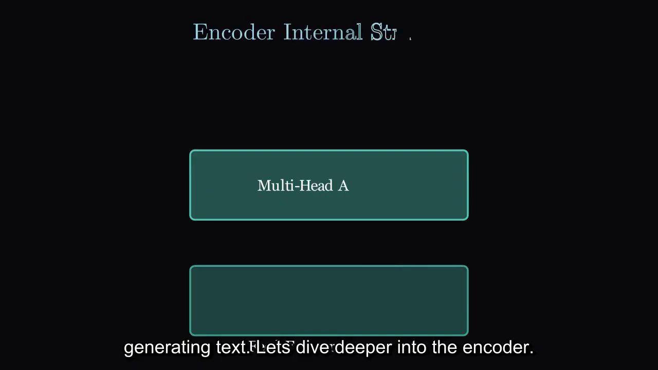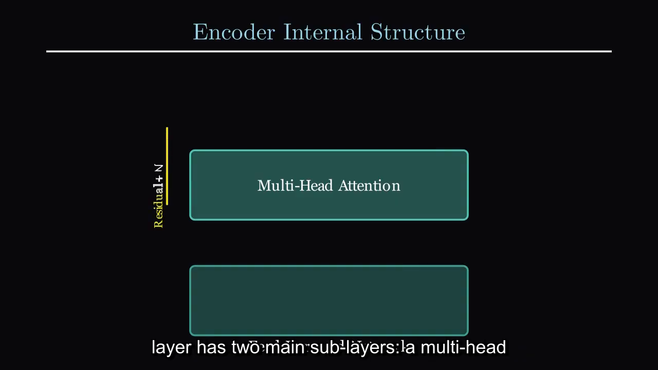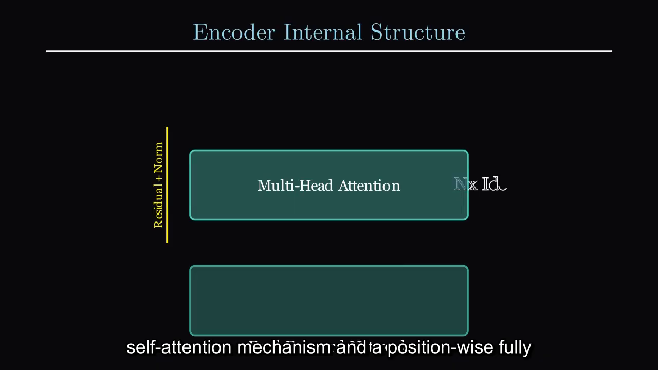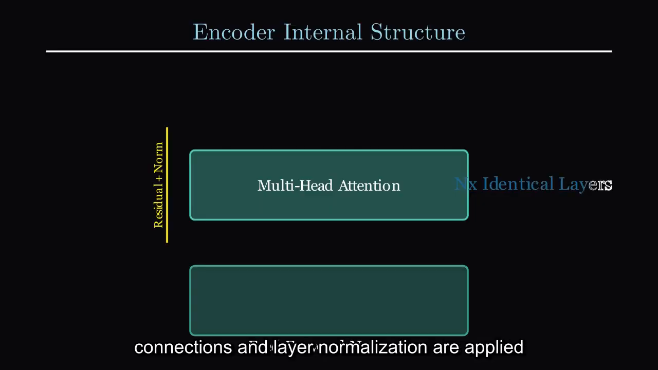Let's dive deeper into the encoder. It consists of a stack of identical layers. Each layer has two main sublayers, a multi-head self-attention mechanism and a position-wise fully connected feed-forward network. Crucially, residual connections and layer normalization are applied around each of these sublayers to aid in training stability and depth.